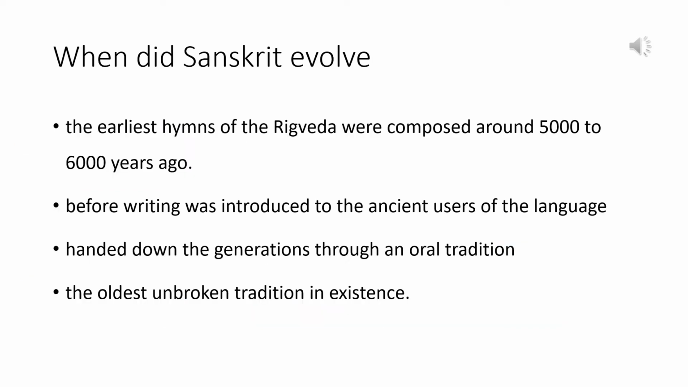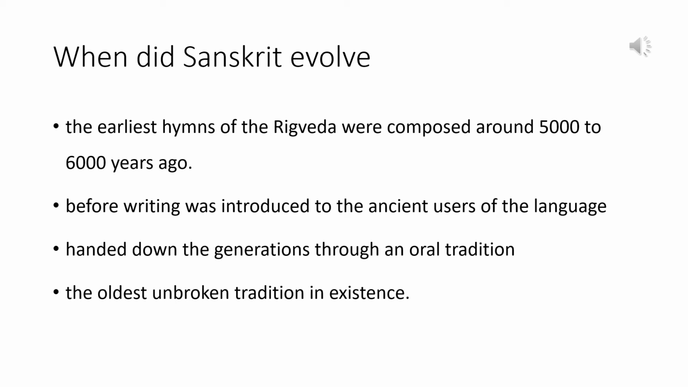There has been considerable debate as to when and where Sanskrit evolved and when and where the earliest Vedic hymns were composed. I do not wish to wade into these turbulent waters, but I believe that the earliest hymns of the Rigveda were composed around 5000 to 6000 years ago. Of course, we need to remember that most of the Vedic language and productions were composed before writing was introduced to the ancient users of the language.